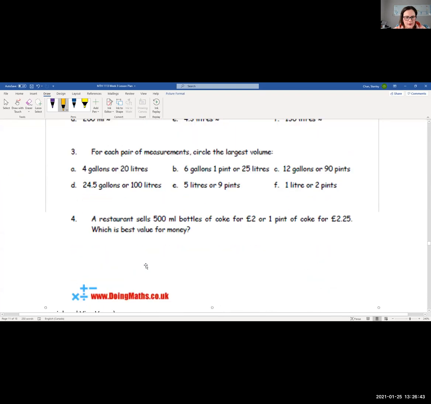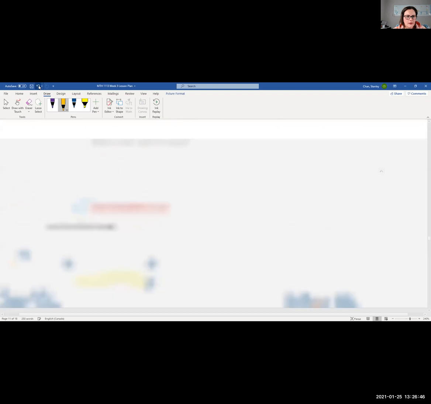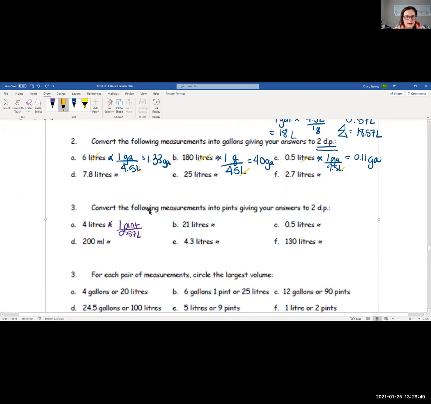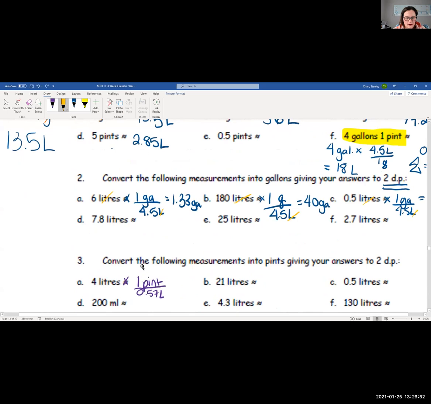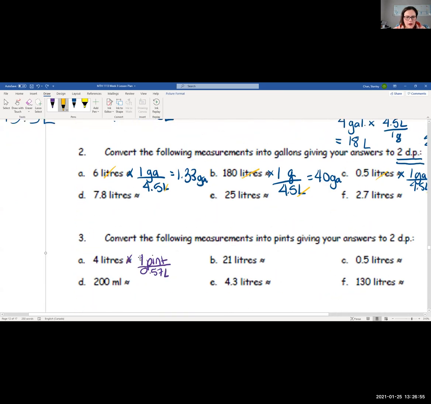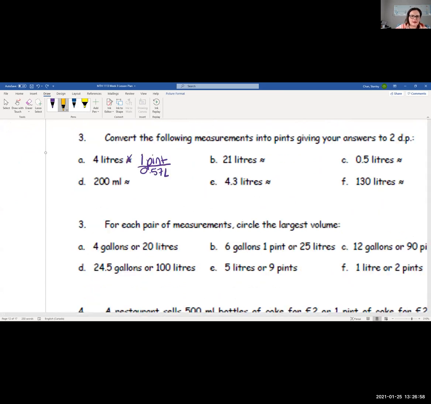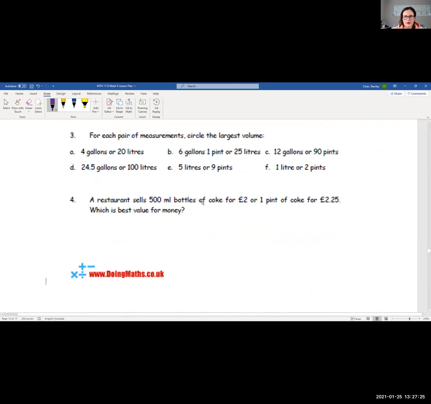And then this is what's going to cancel. Liters cancels with liters. And we're left with the amount of pints that's left over. So 4 divided by 0.57 equals 7.02 pints.